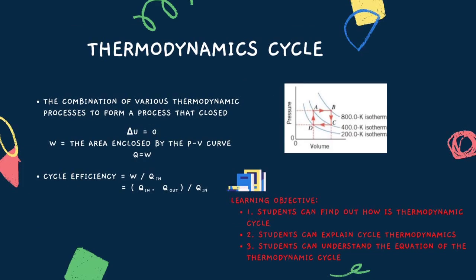Thermodynamic cycle. The first is the combination of various thermodynamic processes to form a process that closes. The formulas are delta U equal to 0, W is the area enclosed by the PV curve, and Q equal to W. Number 2 is cycle efficiency. The cycle efficiency is W per Q in, which equals Q in minus Q out per Q in.